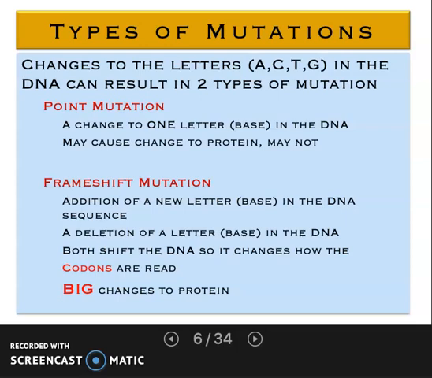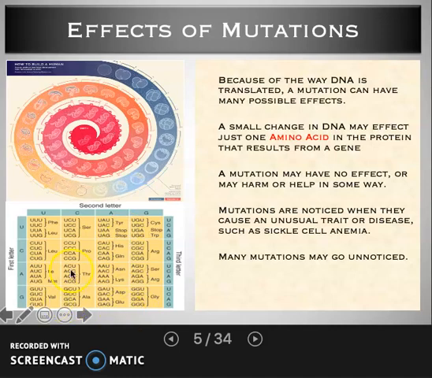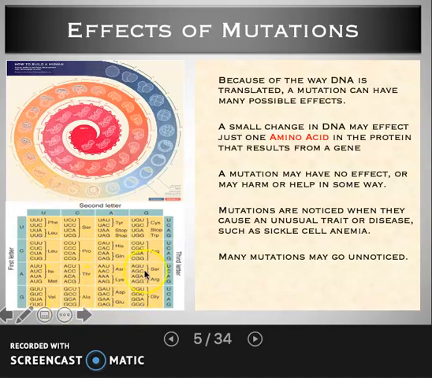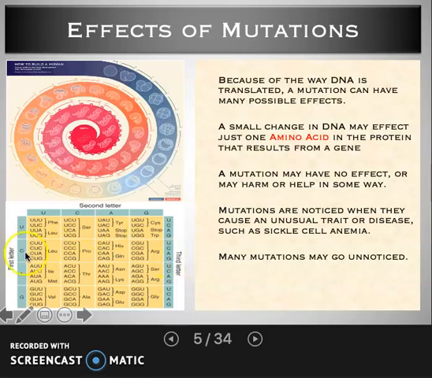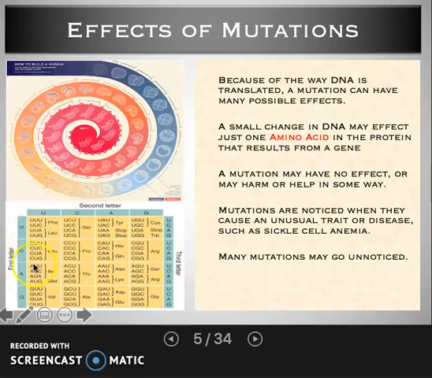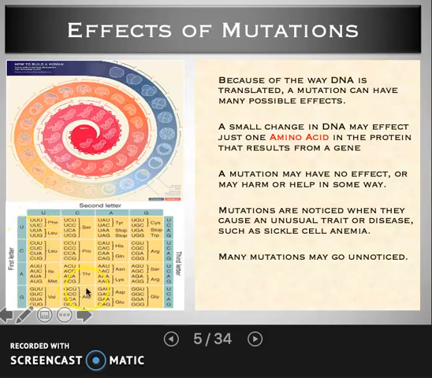If you remember, back here in the genetic code, there is a difference in where the mutation occurs. Which letter in the codon is most important? Is it the first letter, the second letter, or the third letter? Which one's going to have the biggest change?